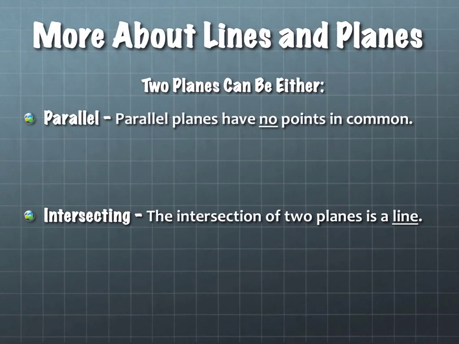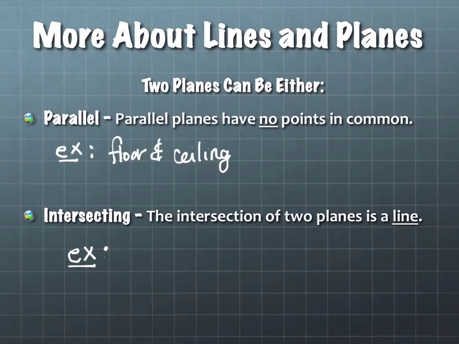So an example here, we'll write these down so that you have them as reference as well. An example for parallel would be the floor and the ceiling. An example for intersecting would be the floor and a wall. And when they intersect, it's in one of those lines. It's the corners we keep referencing.